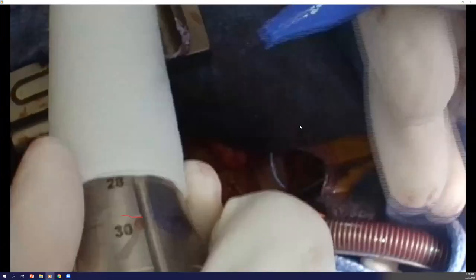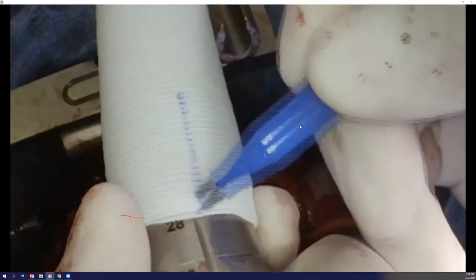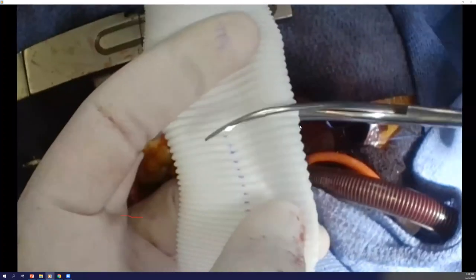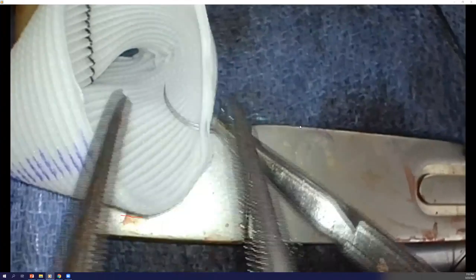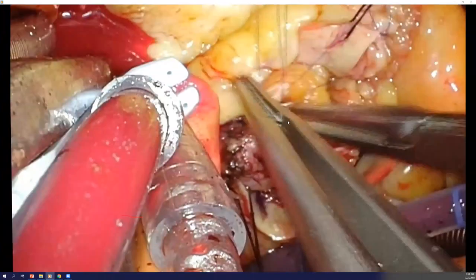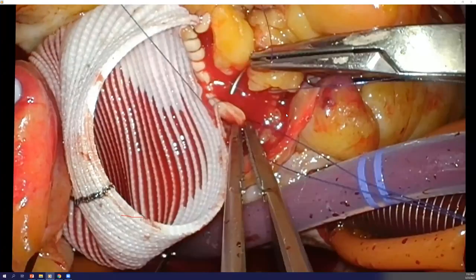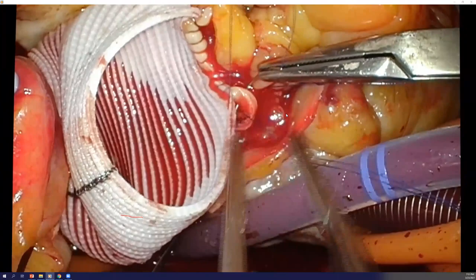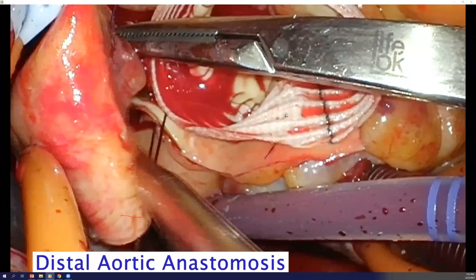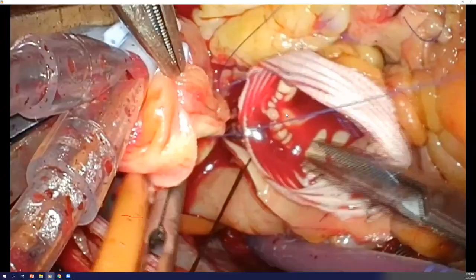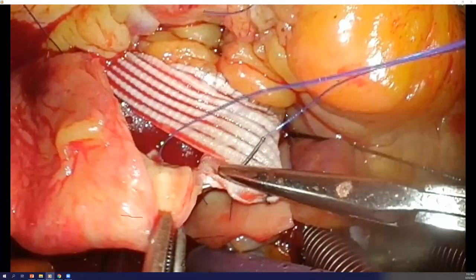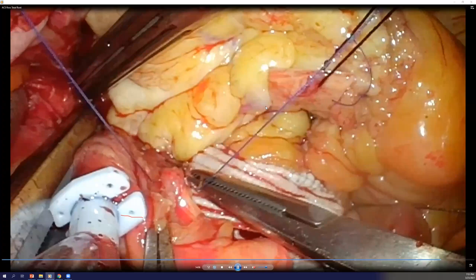So instead of replacing the whole thing, I simply interpose a short Dacron tube. This is a 28 millimeter tube to separate the STJ of the autograft from the ascending aorta. Otherwise, a 4.2 centimeter aorta would stretch that STJ and perhaps predispose it to leaking in the long term. So this is the anastomosis with the autograft, and then the anastomosis with the distal portion of the ascending aorta. And this way, it really stabilizes the sinotubular junction.